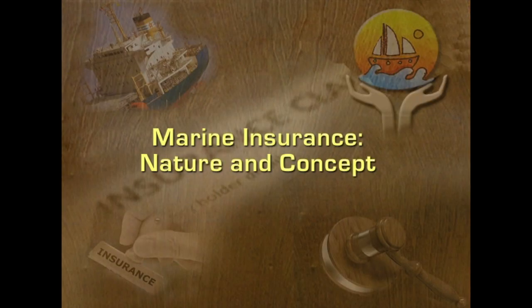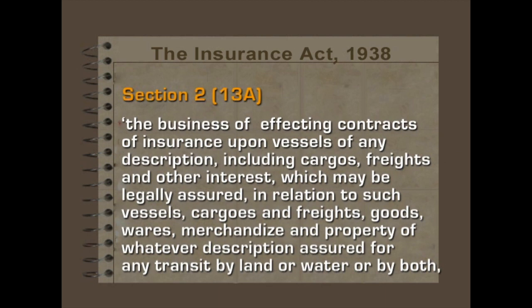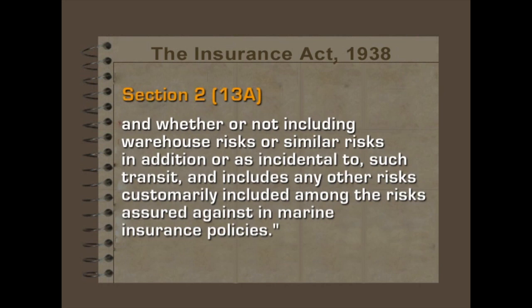Marine insurance, nature and concept. Section 2(13A) of the Insurance Act 1938 defines the marine insurance business as the business of effecting contracts of insurance upon vessels of any description, including cargoes, freights, and other interests which may be legally assured in relation to such vessels, cargoes and freights, goods, wares, merchandise and property of whichever description assured for any transit by land or water or by both, and whether or not including warehouse risks or similar risk in addition or as incidental to such transit, and includes any other risk customarily included among the risks assured against in marine insurance policies.